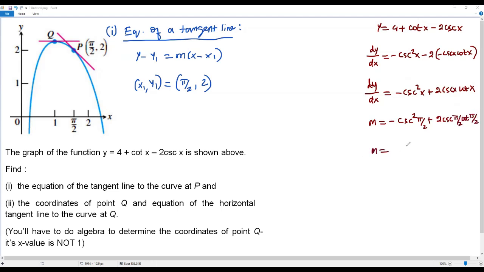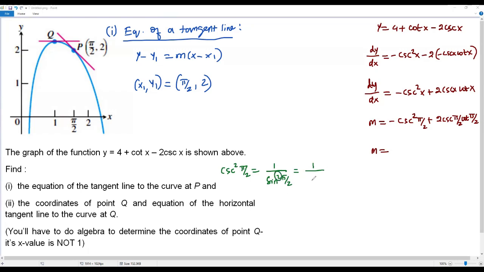Now we need to find the value of csc²(π/2). It can be written as 1 over sin²(π/2), because cosecant and sine are reciprocal functions of each other. To get the value of sin(π/2), we can use either a trigonometric ratio table or the unit circle. The value of sin(π/2) is just 1.